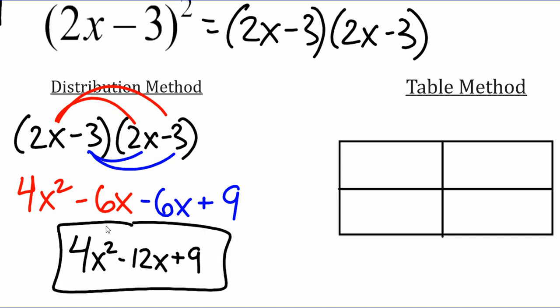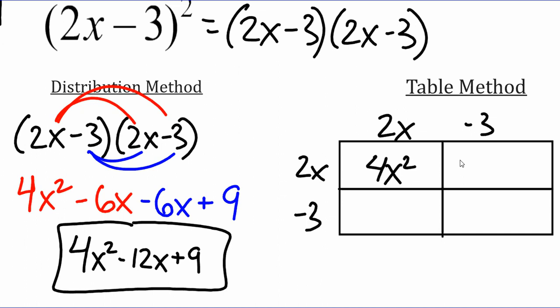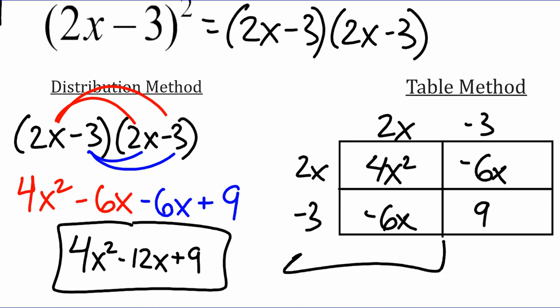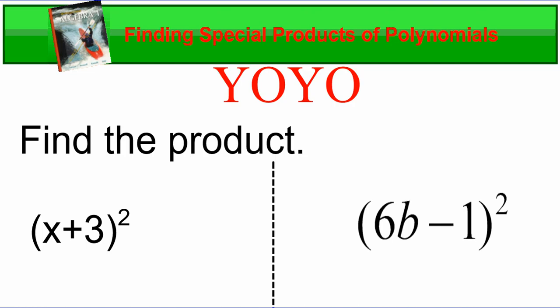If you use a table, you will get the same answer as long as you use the table correctly. When you fill it all in, you'll notice there it is, 4x squared. Hey, there's the doubling. That's why these pieces are always going to be the same, because I'm squaring something, multiplying by itself. So it's twice the minus 6x's. So 4x squared minus 12x plus 9.